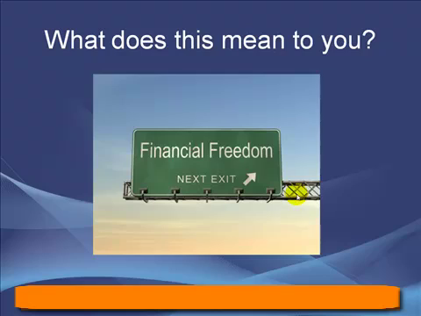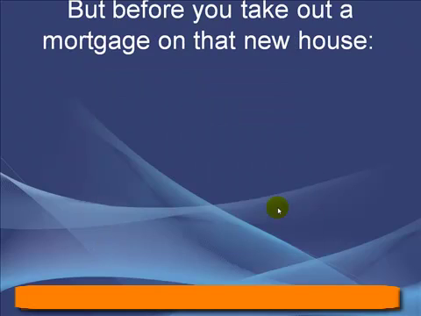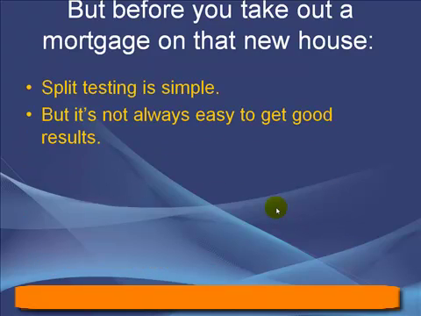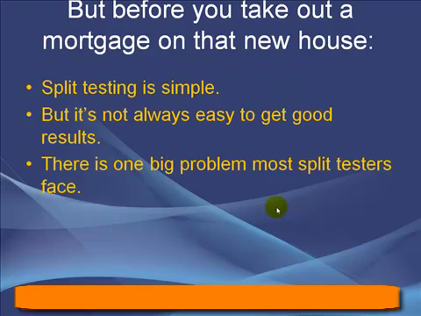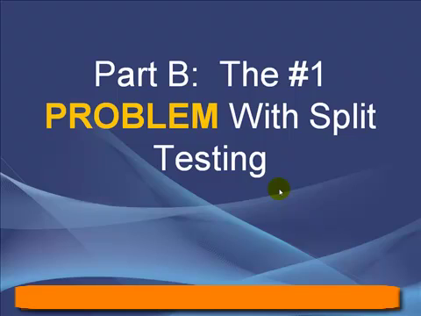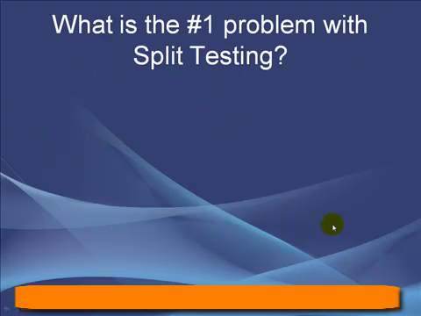And that's what split testing can provide you if you start with a product that's already profitable and maybe has tight margins. Now, before you take out a mortgage on that new house, let me warn you about some things. Split testing is simple, but it's not always easy to get good results. There's one big problem that most split testers face. That's part B, the number one problem with split testing. So what is the number one problem with split testing?